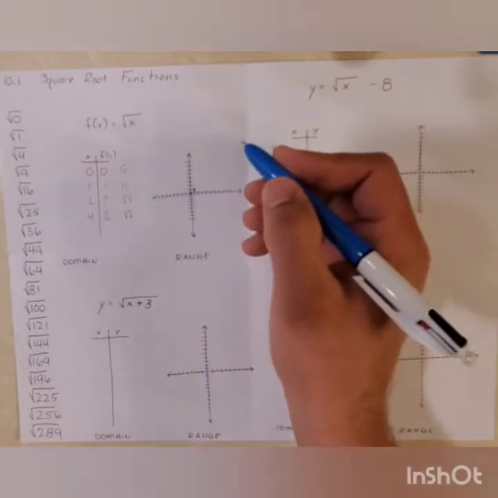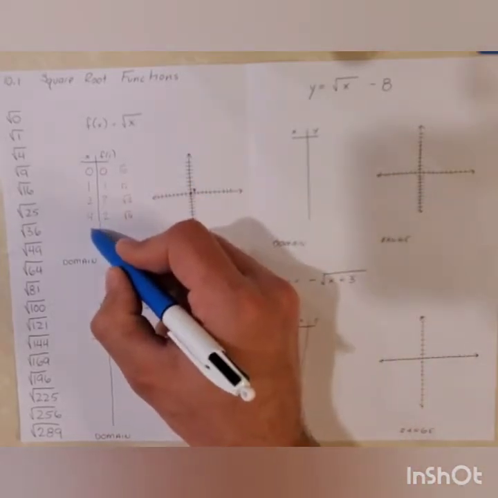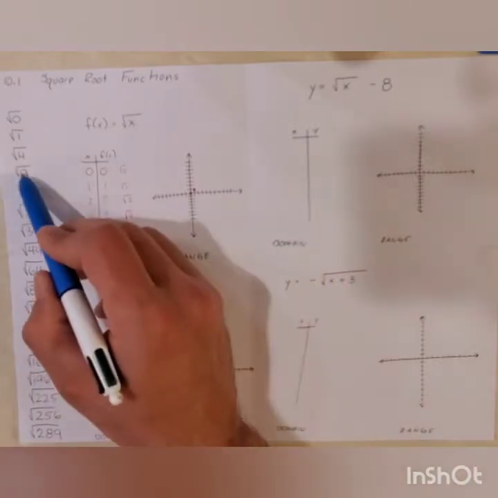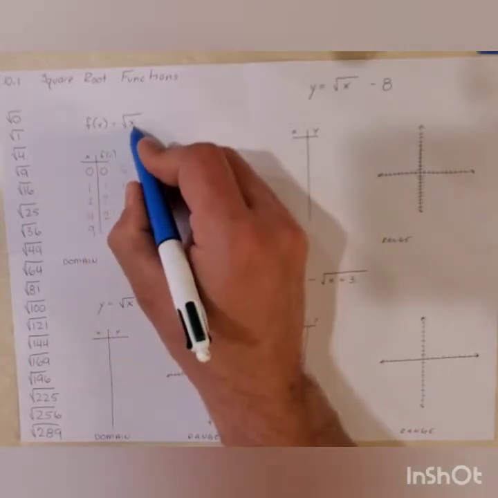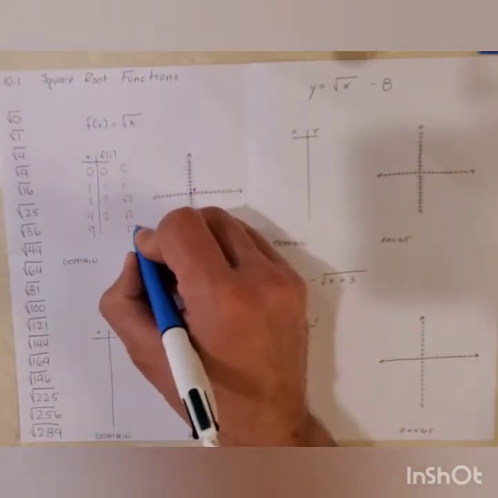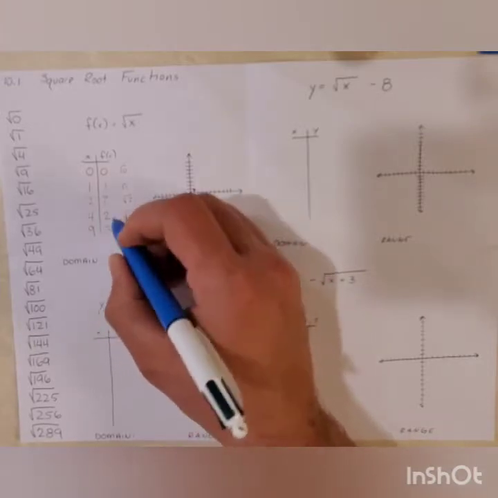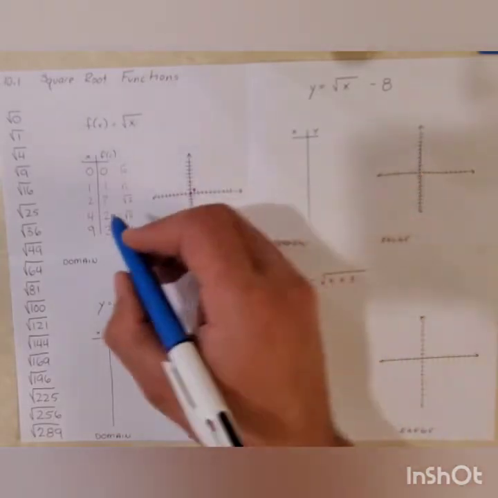And I could find a few more. Like I said, 5, I don't know the square root of 5. 6, I don't know the square root of 6. 7, I don't know that either. The next perfect square I have is 9. So I would plug in a 9. When I plug 9 in for x, I get the square root of 9, and the square root of 9 equals 3, and that's what I have. That's 5 points. We're going to graph them now.